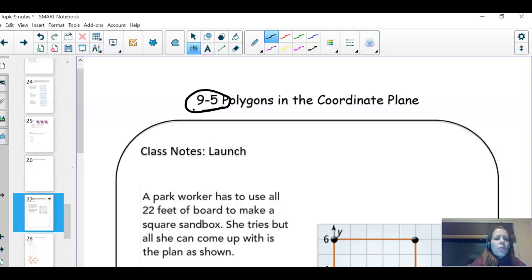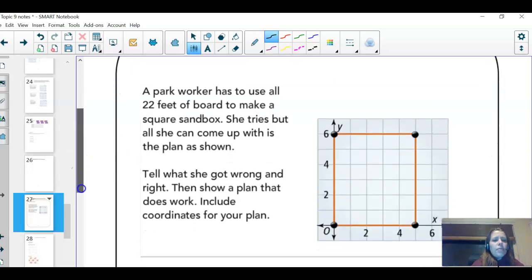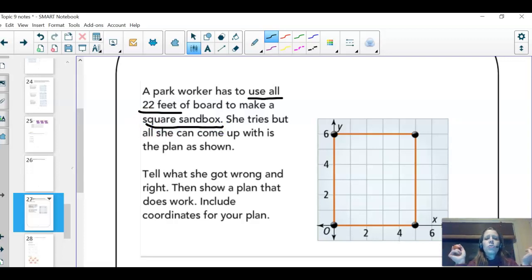So the first question, let's go ahead and look at it. It says a park worker has to use 22 feet. So she has to use all 22 feet of board to make a square sandbox. Okay, so she needs to use 22 feet to make a square box.